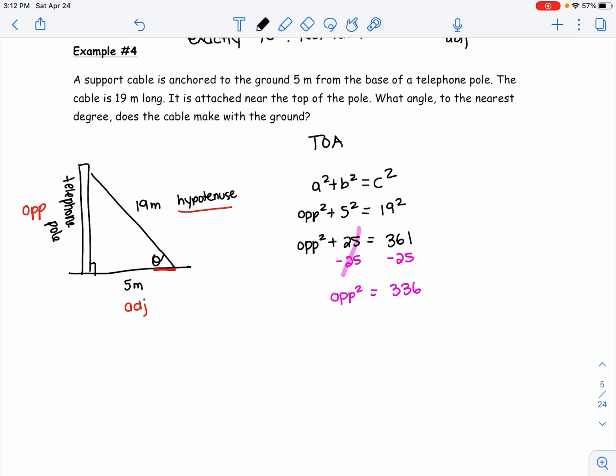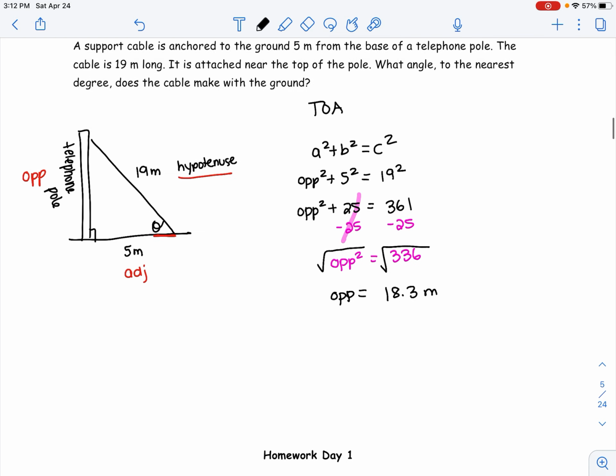Now we need to get the opposite by itself by square rooting. We have to get rid of that little 2 by square rooting both sides. So you're going to square root 336. And your opposite side will be a decimal, which is approximately 18.3, and that will be in meters in this case. So we now know the opposite side.